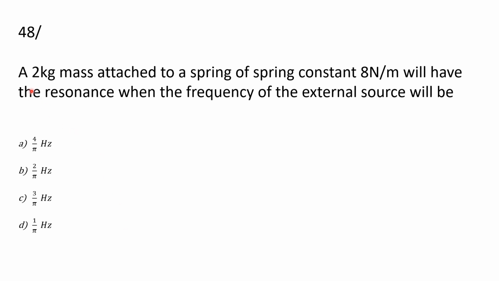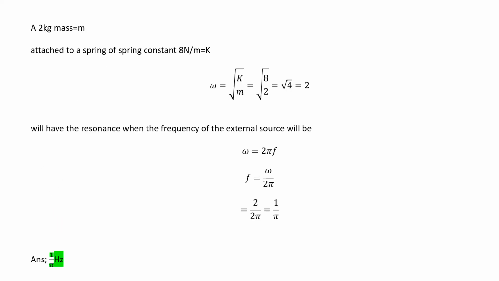Then a 2 kg mass attached to a spring of spring constant 8 Newton per meter will have the resonance when the frequency of the external source will be. And the options are 4 by pi hertz, 2 by pi hertz, 3 by pi hertz and 1 by pi hertz. So here is the solution.